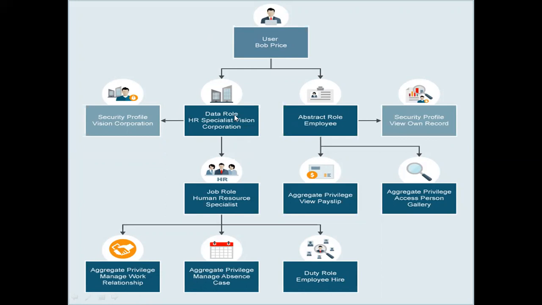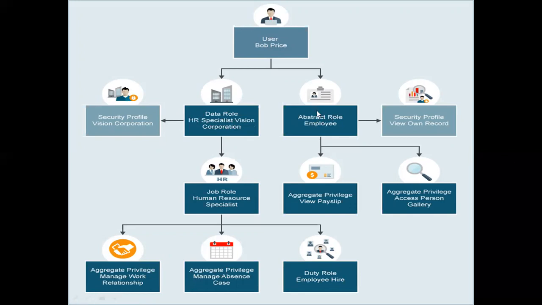Now, the security profile assigned to the data role provides the data access for the role. Because this is a bigger role, and this is an abstract role as an employee. As an employee, he can view only his own record. But at the same time, he's been given a data role as an HR specialist, so he has access to all the HR data. The VP is also an employee of the company, but at the same time he's a VP of the company also, as in the example that I gave you in the previous slide.